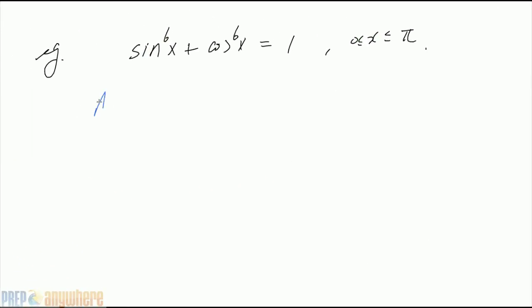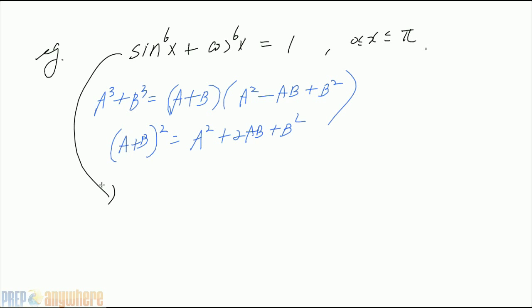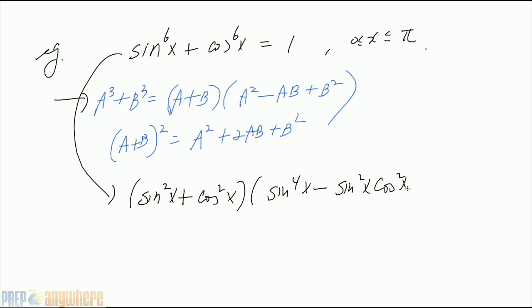So for this one, you have to remember this formula first. The factoring of the sum of the cube is the following. Using this, the first step will be this. So that turns into 1.